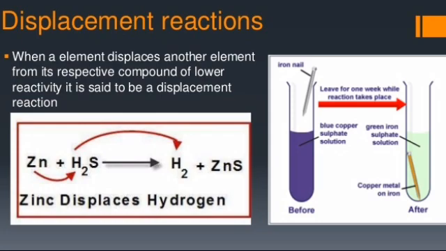In another example, a blue colored copper sulfate solution, when an iron nail is dipped in it, after some time we see that this blue color disappears and a green color appears. This green color is actually the color of iron sulfate. It means that the copper from the copper sulfate solution is displaced by the iron to form iron sulfate solution. So this is a form of displacement reaction.